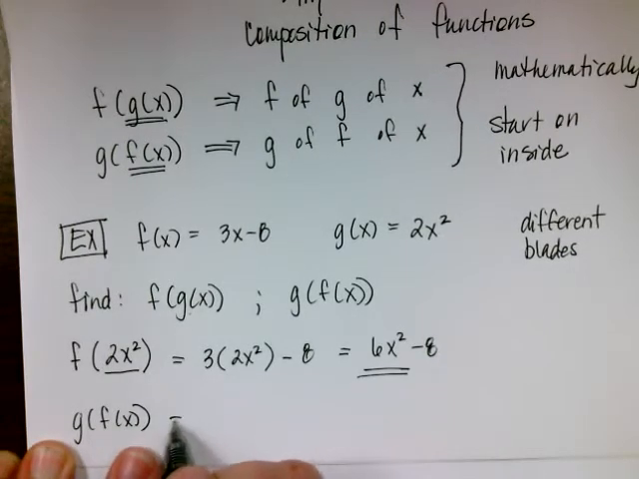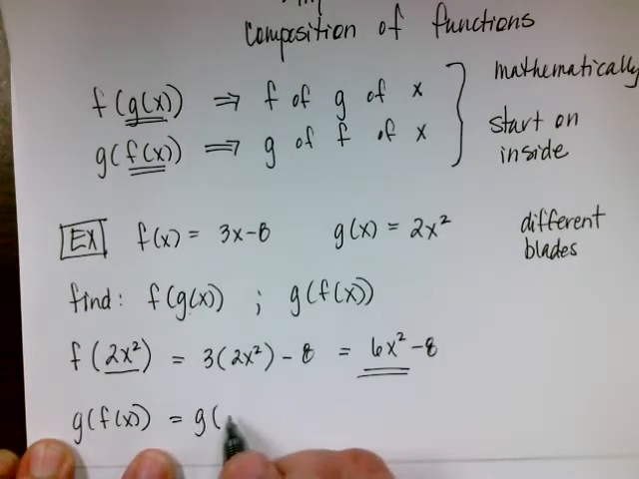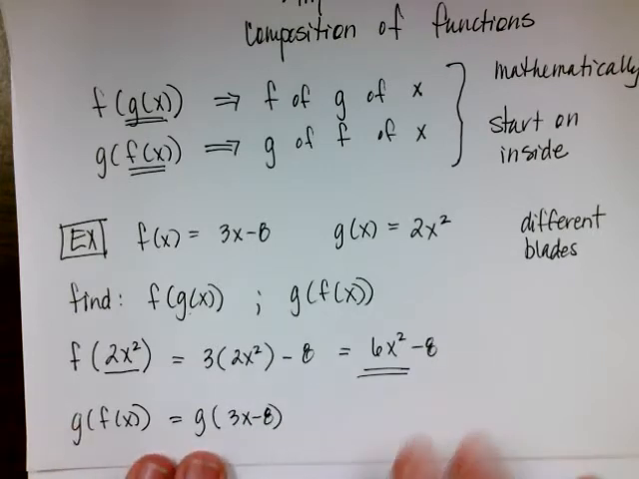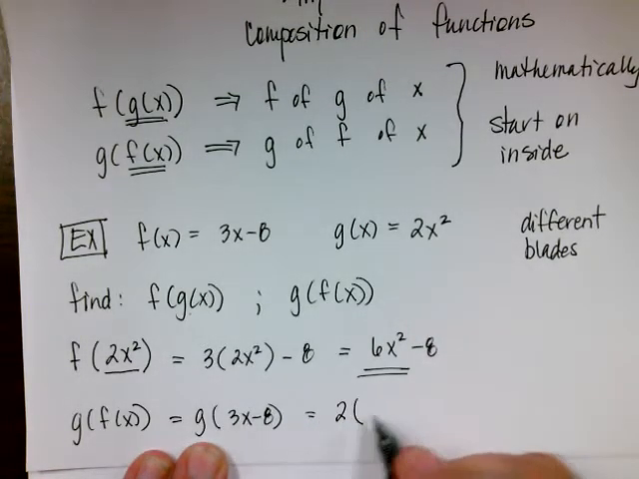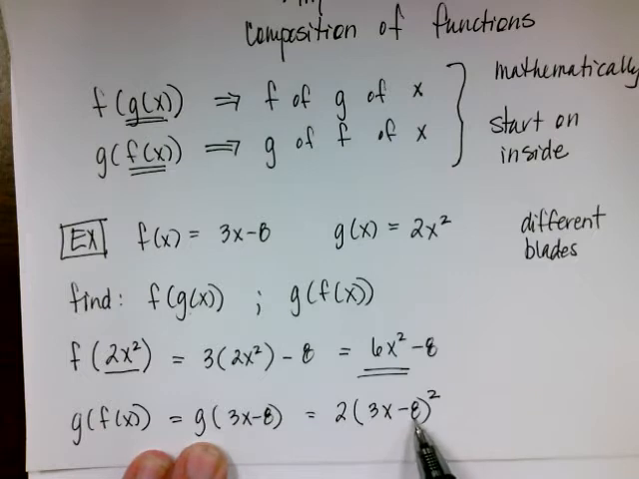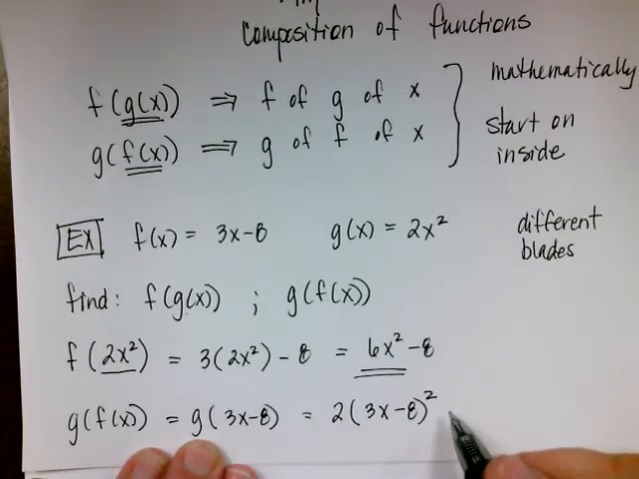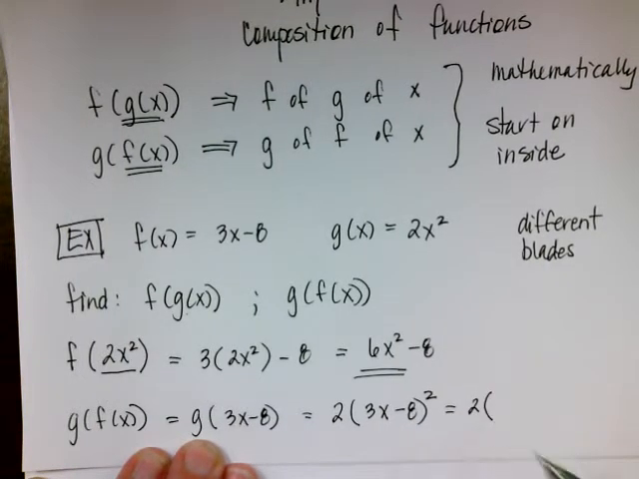Okay? So now if I start on the inside, my f of x is the inside. So that's the 3x minus 8. So now this becomes my new input into this function. So this is going to be 2 times (3x minus 8) quantity squared. And I'm going to expand this. You could expand it with a box if you needed to. I'm just going to expand it.